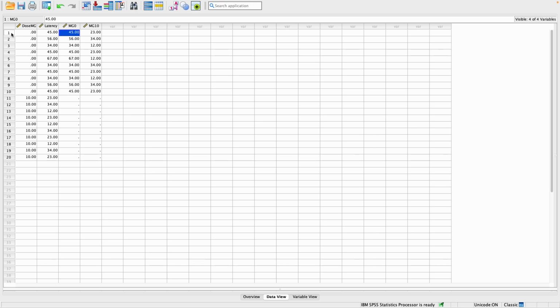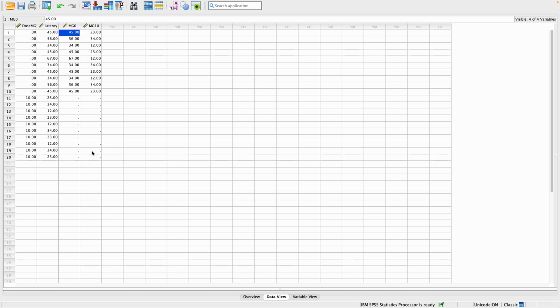Note that each individual here is either in the 0 milligram dose group or they are in the 10 milligram dose group, but not both. There's one independent variable. That independent variable has two levels, 0 and 10 milligrams, and each individual is only being exposed to one level of that independent variable. I'll show you how to run an independent samples t-test to compare the sleep latencies between the 0 milligram group and the 10 milligram group in a moment.